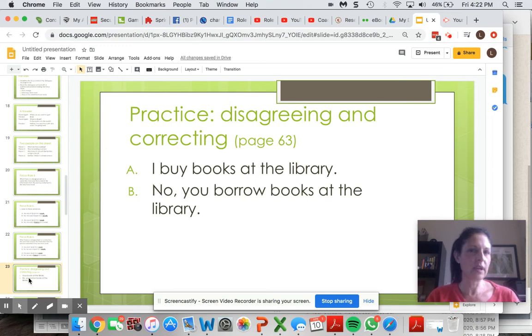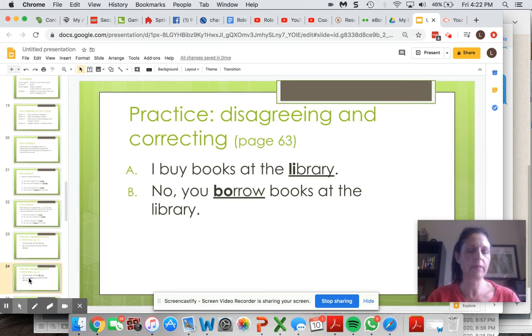If you need more time, press pause. But here's how I would read these. I buy books at the library. No, you borrow books at the library. So in the first sentence, I buy books at the library. Library is my focus. The stress is on library. I buy books at the library.